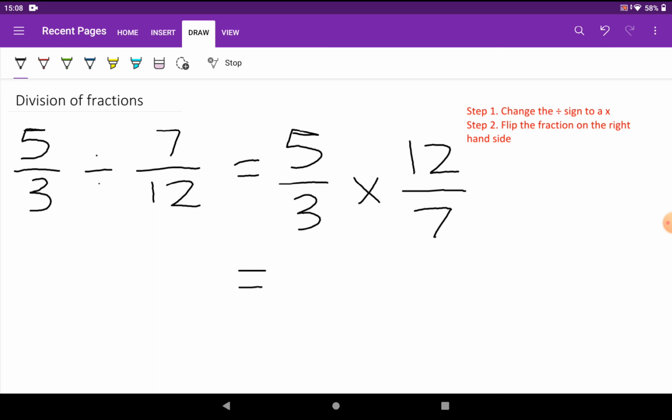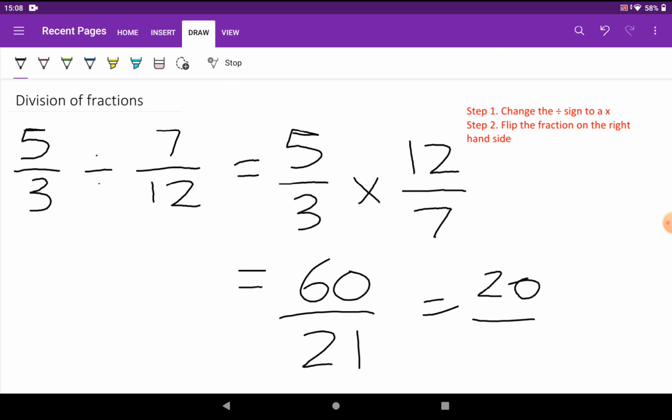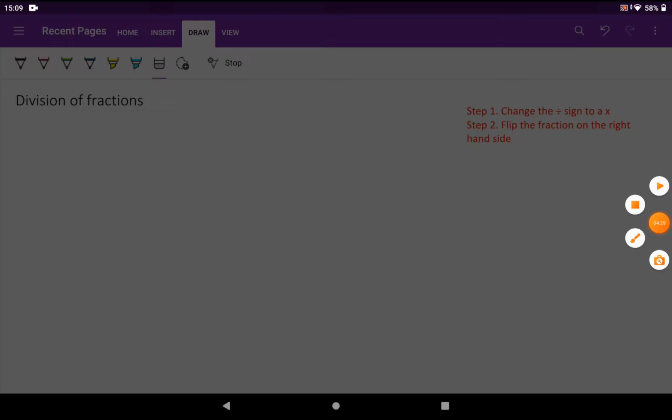So let's do this. You get 5 times 12 is 60, divided by 3 times 7, which is 21. This can be simplified slightly to 20 divided by 7 by dividing the top and bottom by 3. Okay, let's move on to the second example.